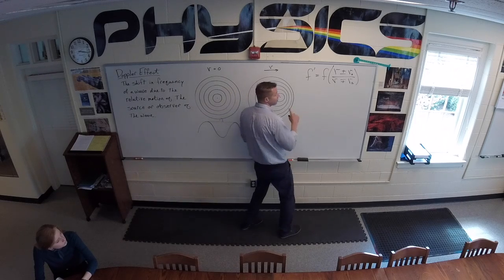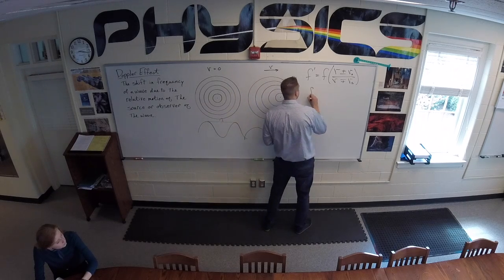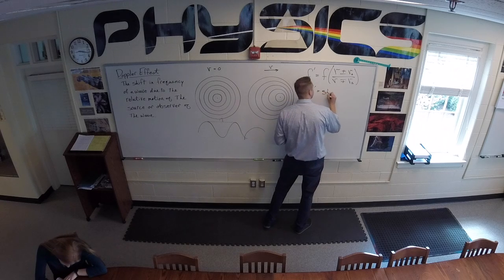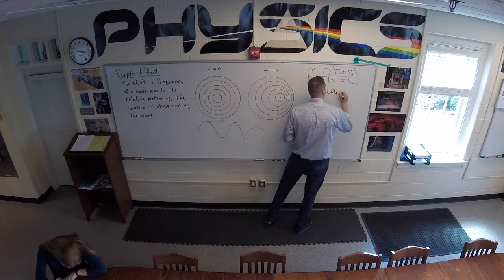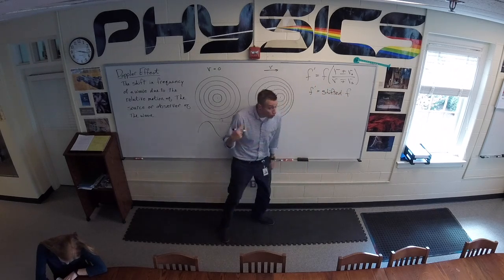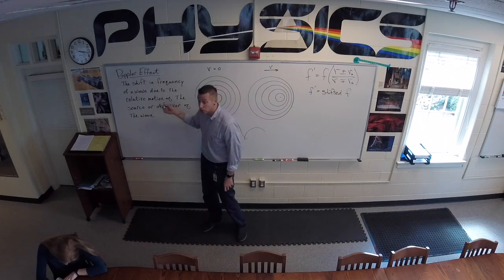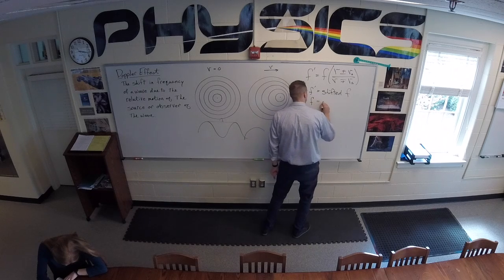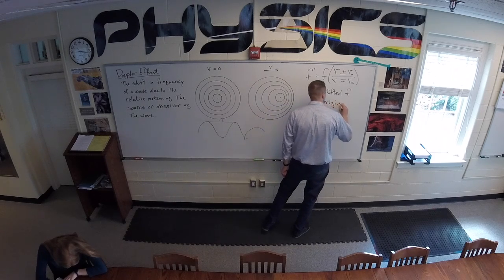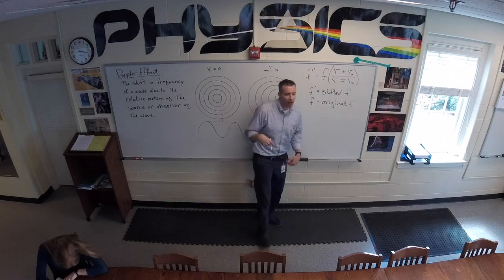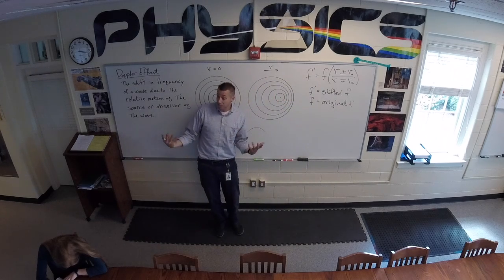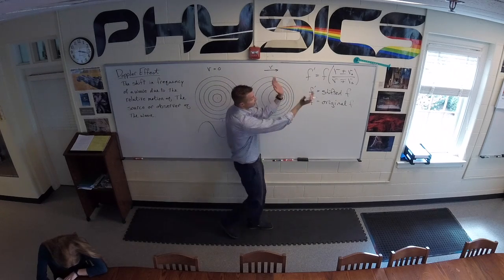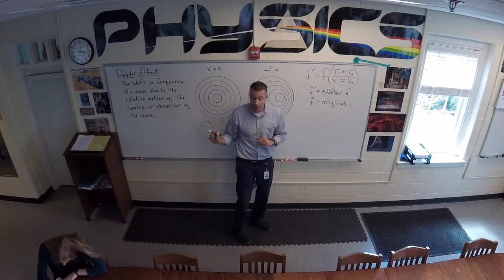So first of all is the definition of all the terms. F prime is going to be the shifted frequency, right? This is the new frequency due to the Doppler effect. F is the original, so that's the frequency of the sound or light if it wasn't moving, right? And then the rest of this is a proportionality based on the motion.